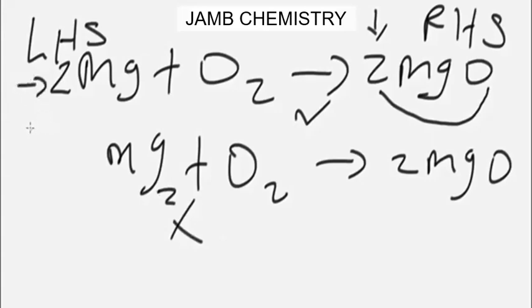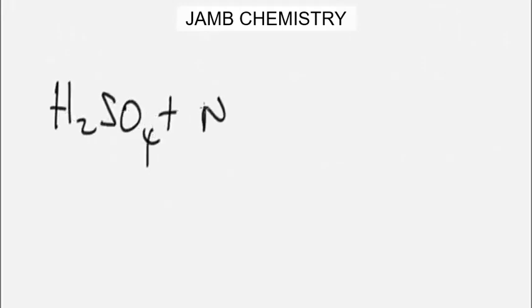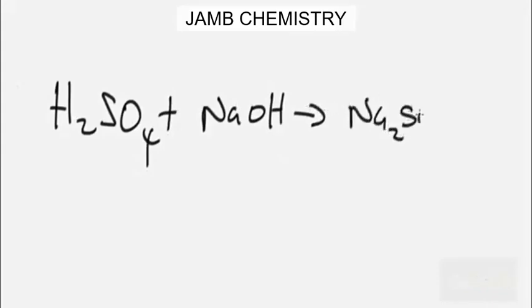Now having known this foundation, let's look at another typical example and balance the chemical equation. Balancing the chemical equation, very interesting. Now let's wipe this. What if you are given this chemical equation to balance? We have sulfuric acid plus sodium hydroxide. Sulfuric acid reacts with sodium hydroxide to give sodium sulfate plus water. I'm asked to balance this chemical equation. Now let's do it together.